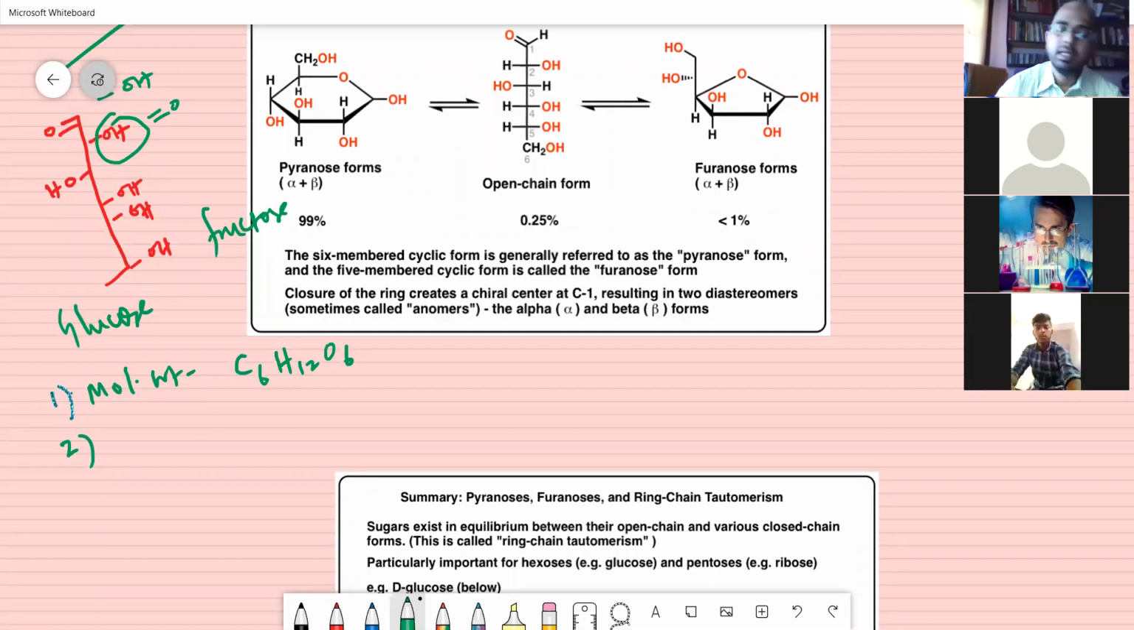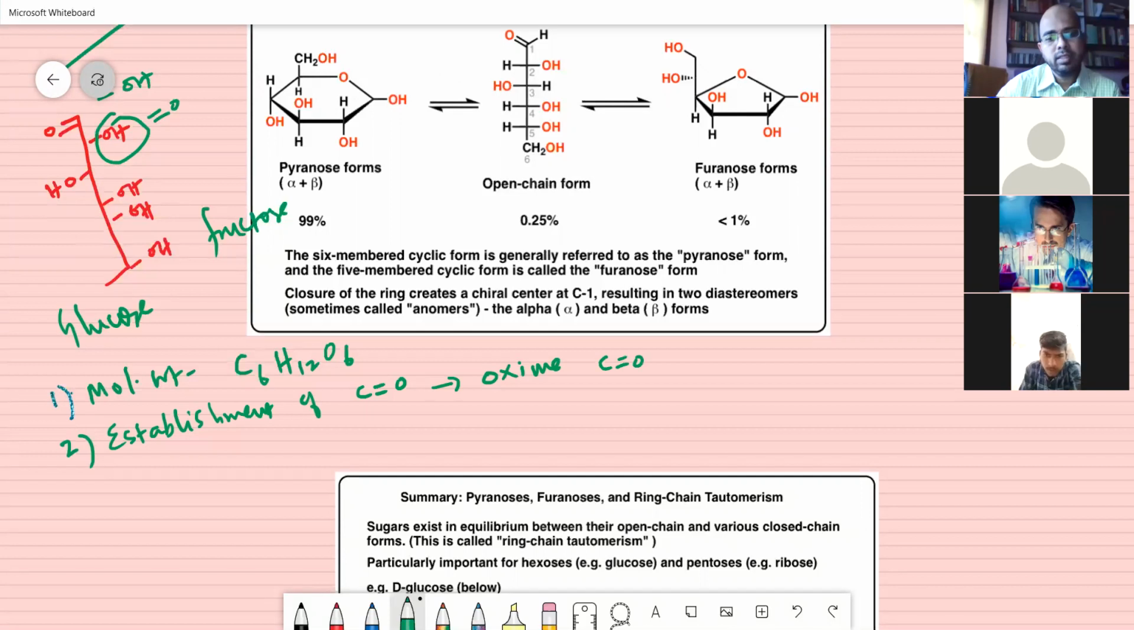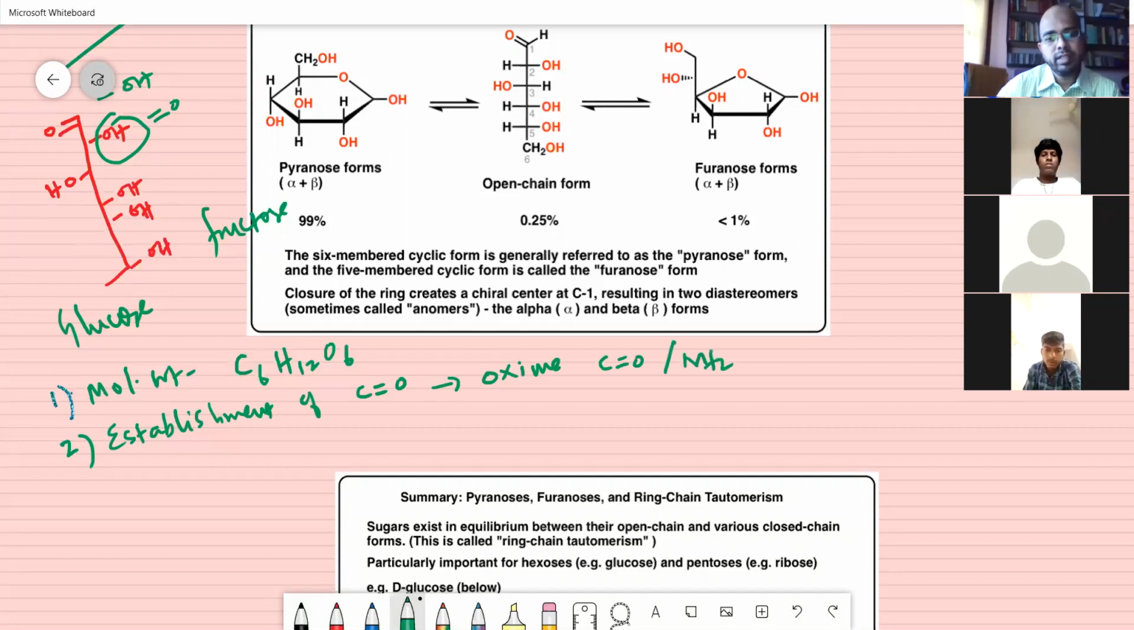And the second reaction is with regard to the establishment of the C=O group. How do you establish this? You reacted it with NH2OH and phenylhydrazine to give an oxime. That is the establishment of it.